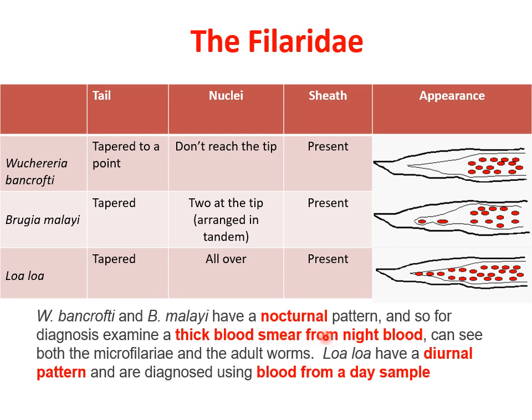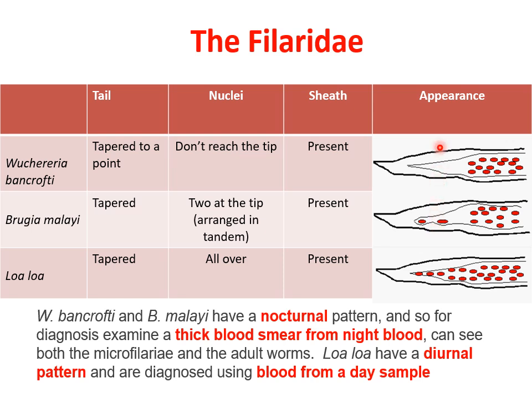Second notion is that if you are to diagnose Wuchereria bancrofti or Brugia malayi, you should take the blood during night time, because these filarida have a nocturnal pattern, and the diagnosis should be done on a thick blood smear taken at night. Now, Loa loa has a diurnal pattern, which means that you need to take the blood from the patient during daytime in order to see these microfilariae. Now, if you look at the three types of microfilariae, I want you to look at the end of these three. Now, all of them are tapered.